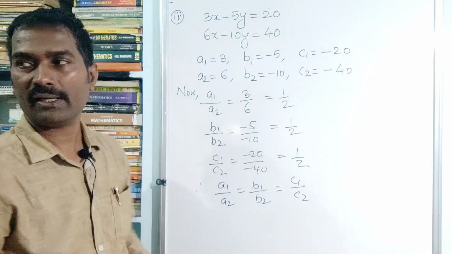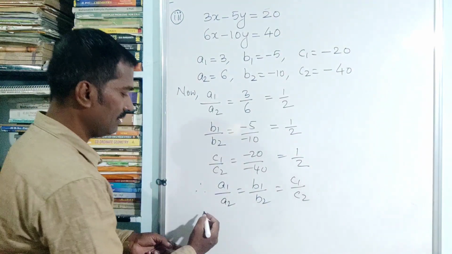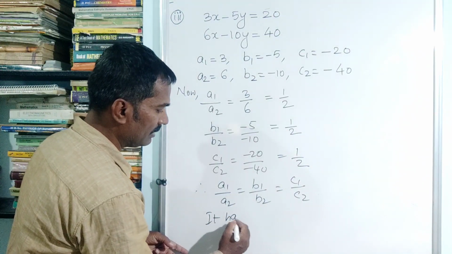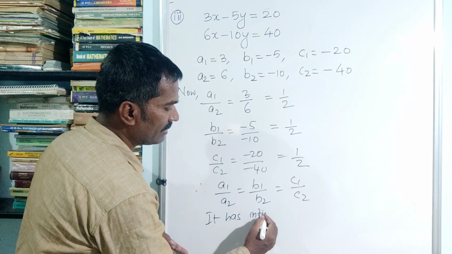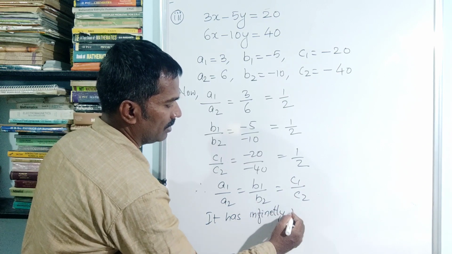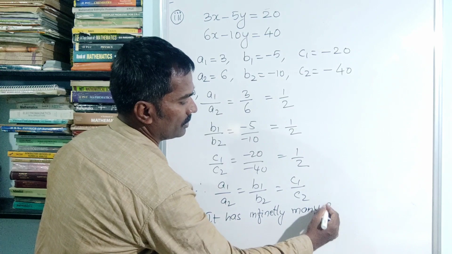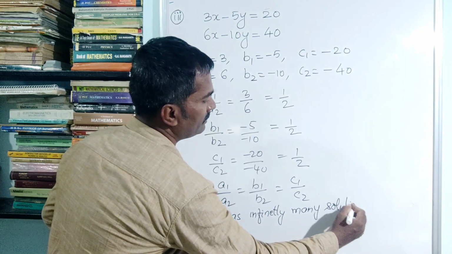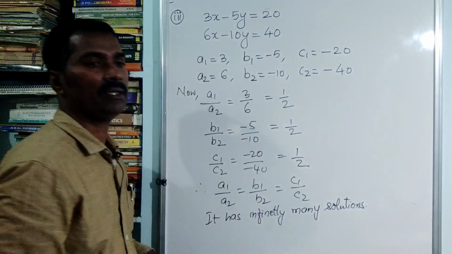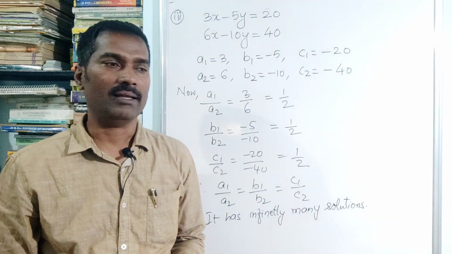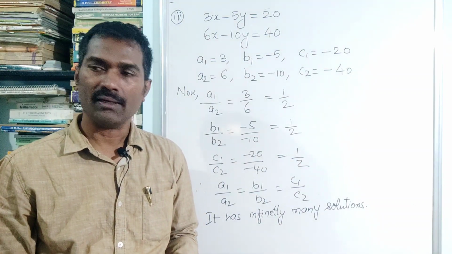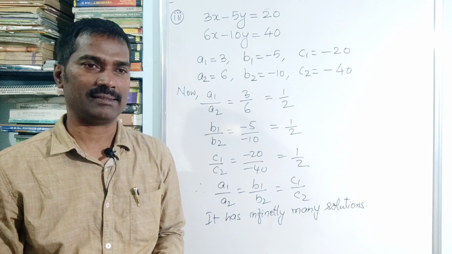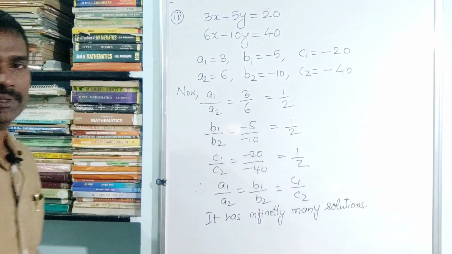Since all the values are equal to one another, we say that it has infinitely many solutions. Since it has infinitely many solutions, there is no need to find the solution by any method, that is, by cross multiplication method in this case. Okay?